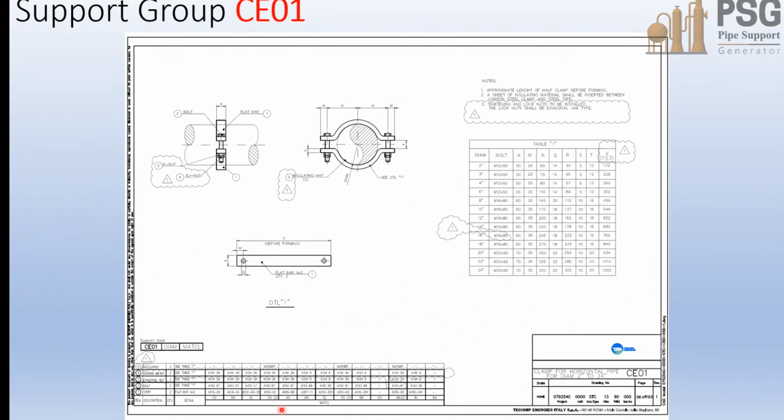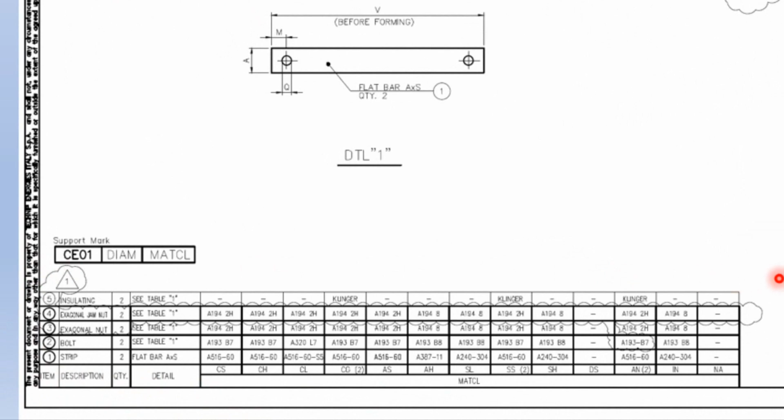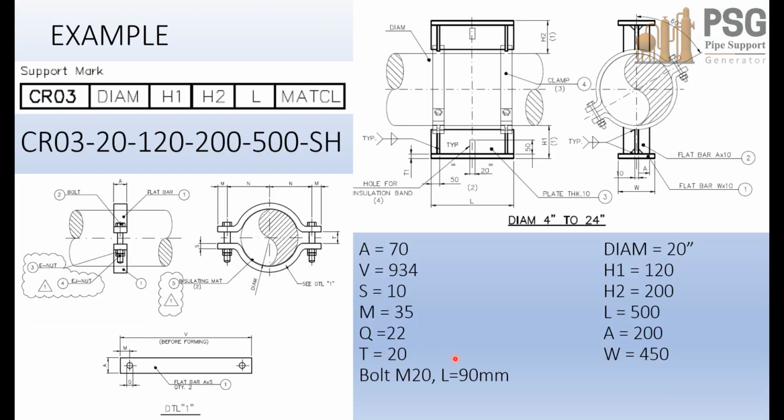And here below you will find a bill of material for this support group. Now, for example, let's give a name for a support mark. Let's say CR03-20. As mentioned, 20 means the main pipe diameter. That means the main diameter of that pipeline equals 20 inches.